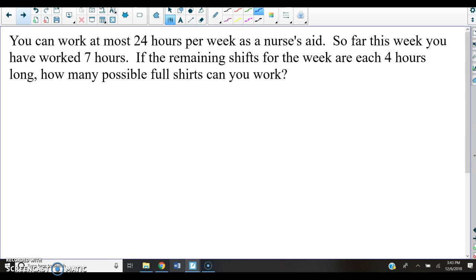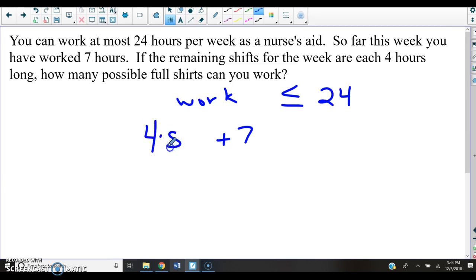Okay? And here's a word problem dealing with an inequality. You can work at most 24 hours a week as a nurse's aide. So the hours you work have to be less than or equal. You can work 24, but you're not supposed to work more than that. So far this week, you have worked 7 hours. Okay? The remaining shifts for the week are each 4 hours long. So we're talking just hours here. So 4 hours per shift. And we're supposed to stay less than or equal to 24.